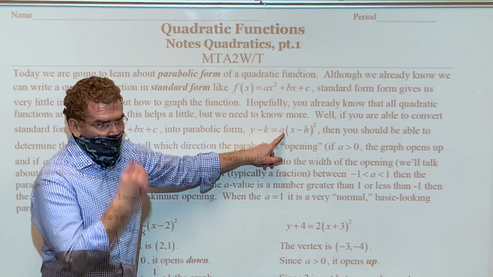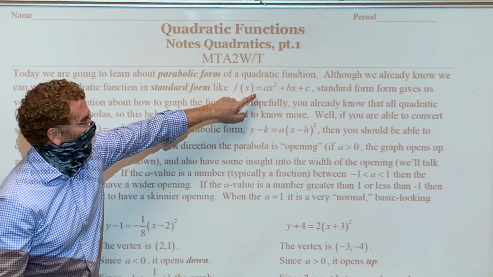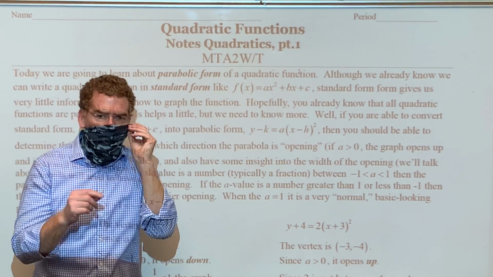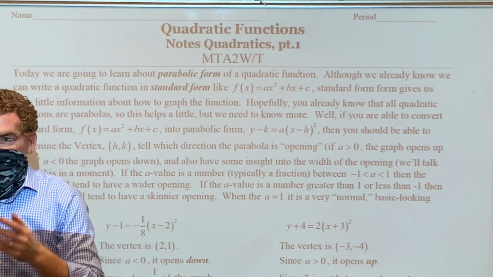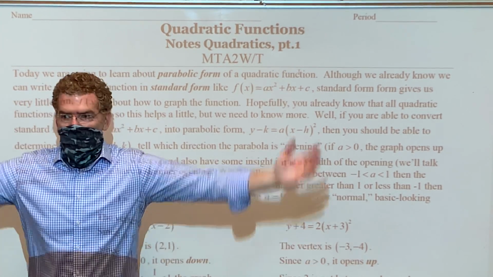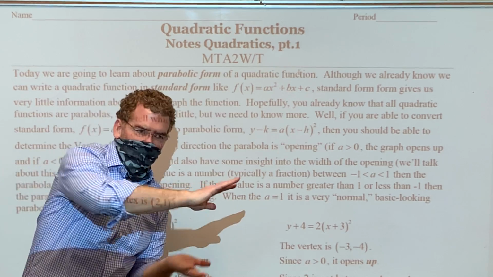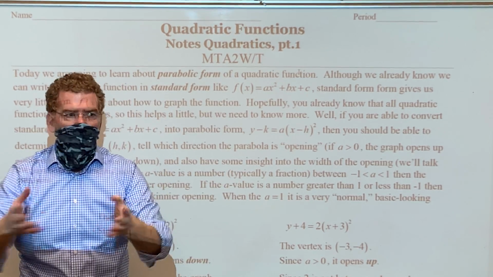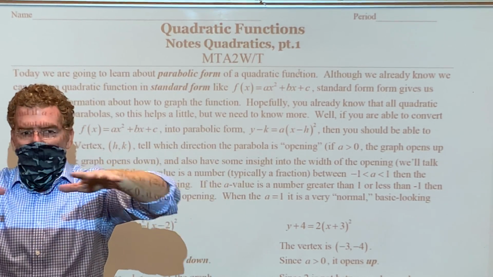And then the a value here and the a value here are the same. The a value gives me a great insight into how the graph is, which direction it's opening. If a is positive, it always opens up, unless the graph is going left or right, which it's not right now. The graph would be going up if positive, going down if negative.